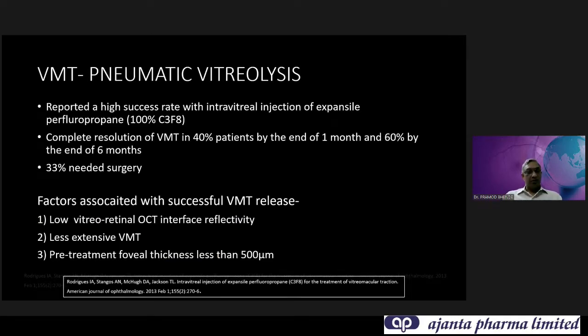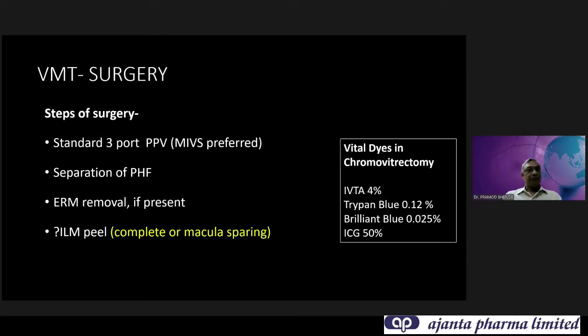I'm skipping this slide, because pneumatic vitreolysis can be suggested when there is low VR OCT interface reflectivity, when the overall diameter is less than 500 micron, and when you have less extensive vitreomacular traction. In these eyes you can attempt injecting the gas bubble, and that act of injection itself sometimes separates the posterior hyaloid and the traction may be relieved.